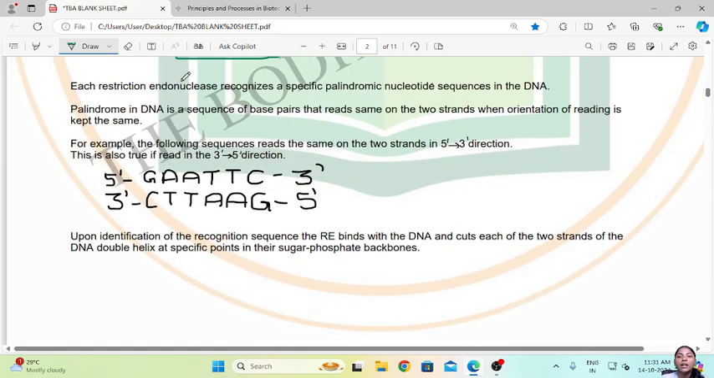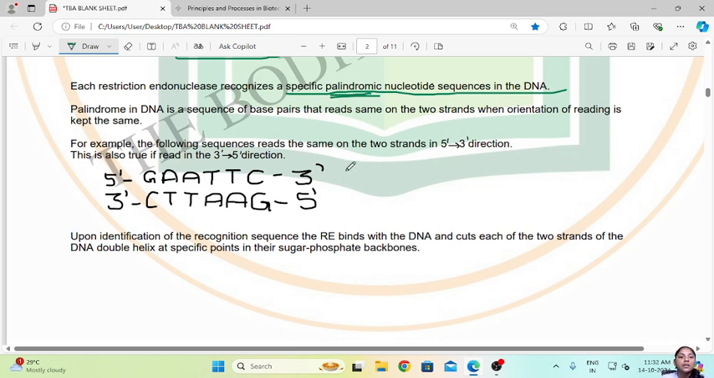Then each restriction endonuclease recognizes a specific palindromic nucleotide sequence in DNA. So what is a palindromic nucleotide? A palindrome in DNA is a sequence of base pair that reads the same on two strands when orientation of reading is kept the same. As we can see here, for example, the following sequence reads the same on two strands in the 5' to 3' direction. This is also true if we read in the 3' to 5' direction.